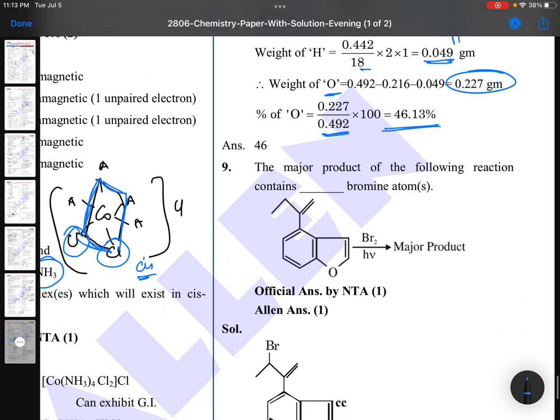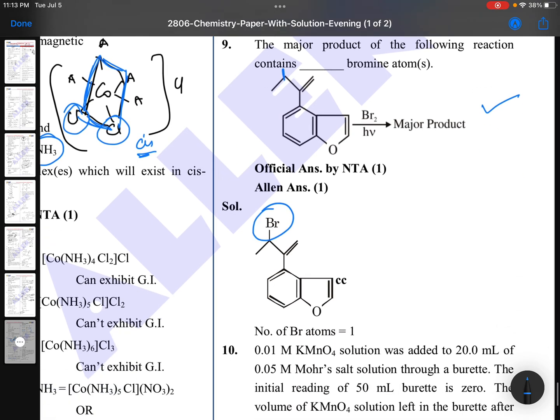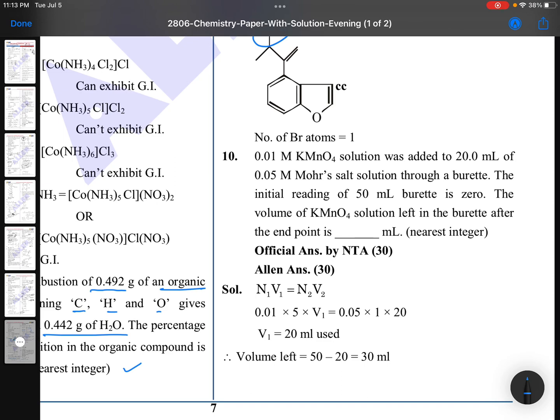You can see this question we did, allylic bromination. Here bromine will come. Okay, so the number of atoms will be the same. This is again N1V1 is equal to N2V2. This question we made there. Remember for KMnO4, molarity and normality differ by 5 times. 0.01 means this is 0.05 normality. And for Mohr's salt, you can take as it is. Okay, so 0.01 into 5, you can make it 30 ml. So this question was there, we did.